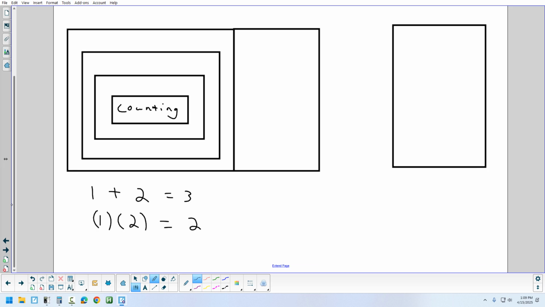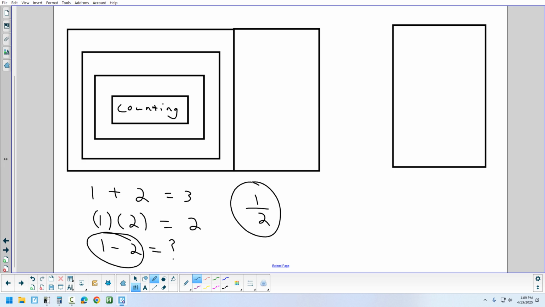Let's try subtraction. 1 minus 2. When we do 1 minus 2, do you get a counting number? No. So that is a problem, and unless we invent a type of number, we can't do 1 minus 2. Could we do division, 1 divided by 2? Is that a counting number? No. So unless we invent another kind of number, we can't do that kind of arithmetic either.